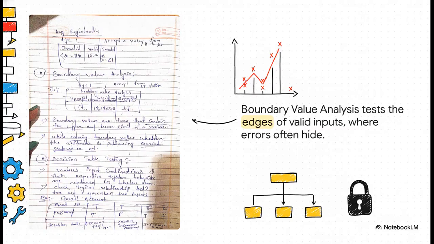So to make this whole black box idea a little less abstract, let's look at a classic technique. Imagine you've got a form online that only accepts ages between 18 and 60. Now, instead of testing every single possible age, which would be crazy, you use something called boundary value analysis. You focus right on the edges, because that's where bugs love to hide. So you test 17, which should fail, 18, which should pass, 60, which should pass, and 61, which should fail. It's just a smarter, way more efficient way to find the really critical problems.